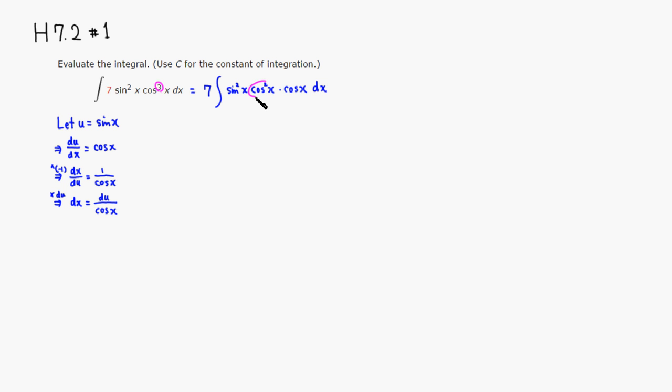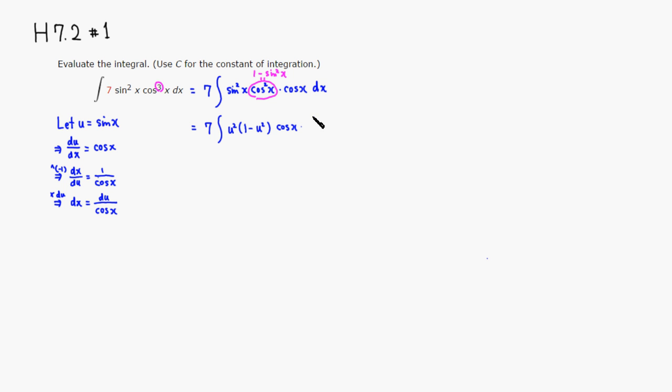Since u is sine, it's probably better to rewrite cosine squared as 1 minus sine squared, using the trig identity. 7 is just a number, so leave it out there. Sine squared will be u squared, and 1 minus sine squared is 1 minus u squared. I'm going to leave cosine as it is, so you have a cosine of x, because we can cancel it later.